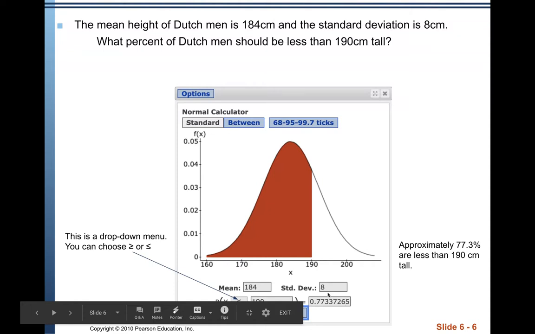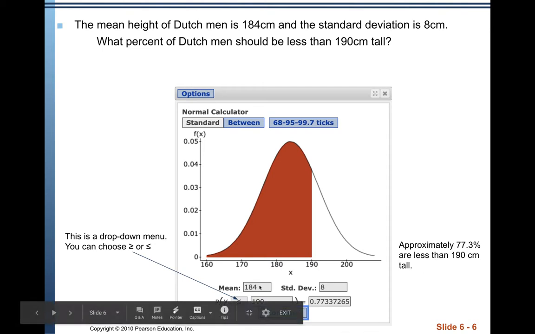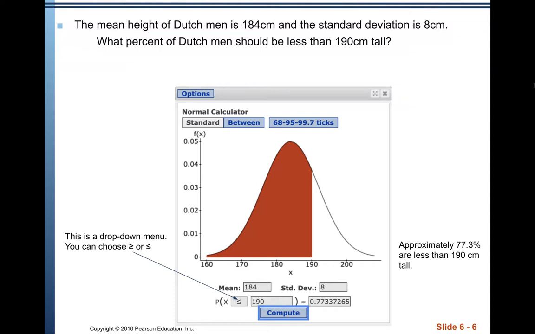It gives the answer as a decimal. So you can see, based on that answer, we can say that about 77.3% are less than 190 centimeters tall. It's literally as simple as that. You put the numbers in and then just make sure you choose the right direction, less than or greater than, depending on what the question asks.